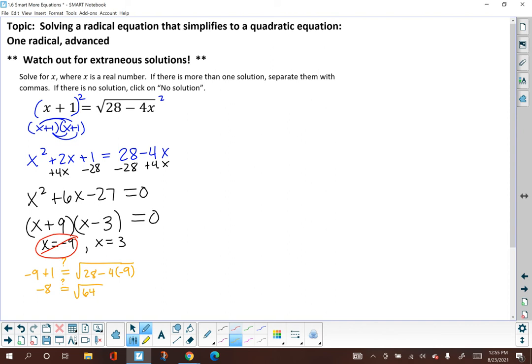Let's check the 3. 3 plus 1 equals, and I'm just subbing it into the original equation, 28 minus 4 times 3. So we get 4 is equal to the square root of 16. That's true. So we can say that that is the true solution, and we would type in the answer 3. You do want to check your answers, and don't just assume if there's a negative number that one's extraneous and the positive one works. Sometimes it's the opposite.